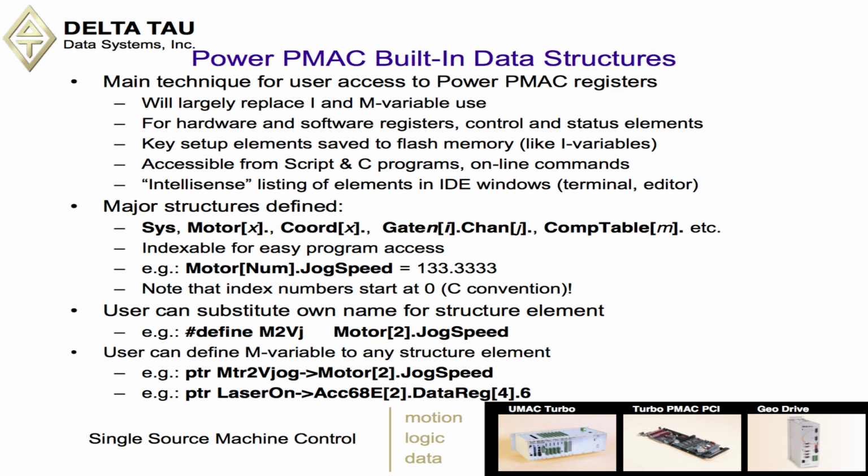It's jog speed that I want, because it'll come up as you start typing here. And we have the major structures. Sys is for global, motor, coordinate system, the ASICs, which we call gates because they're gate array technology, comp tables. Basically, everything's built within a structure. When we have multiple, say, motors or coordinate systems, you have an integer index for them. You can substitute your own name for the structure if you want a shorter name. And you can define a pointer with a name also, a pointer variable to a structure as well.